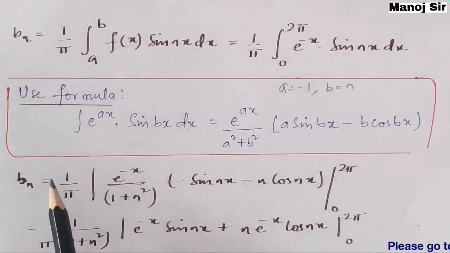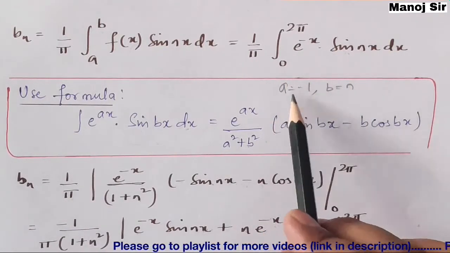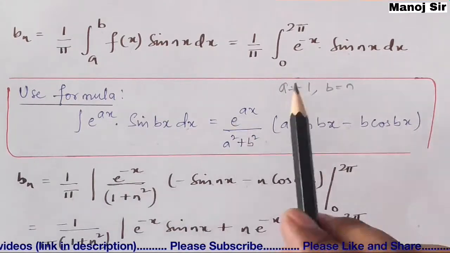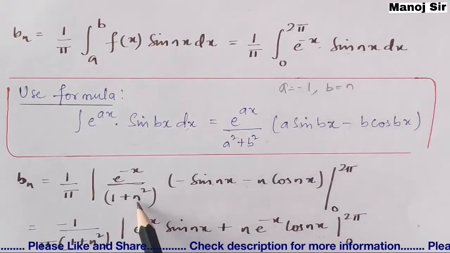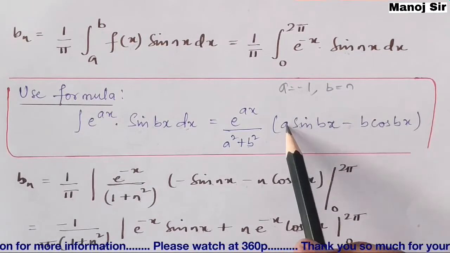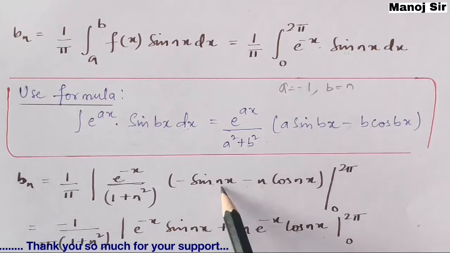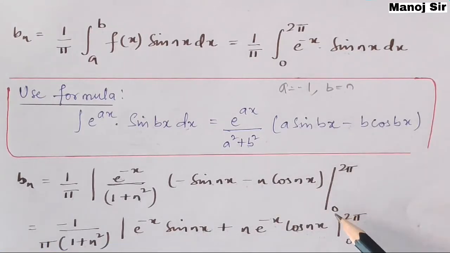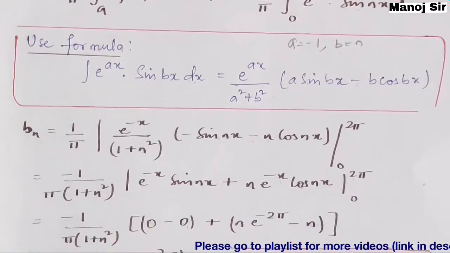Now bn equals to 1 upon pi. Simply solve this part, that is a equals to minus 1, b equals to n. So this is going to be e to the power minus x upon minus 1 whole square, that is 1, plus n square. Now here we have a sin bx, value of a is minus 1, so minus sin, b is n, so minus sin nx minus n cos nx. Simply close this bracket, limit is from 0 to 2 pi.